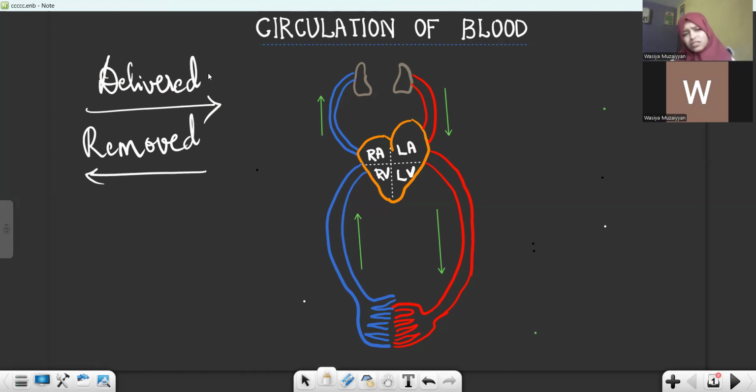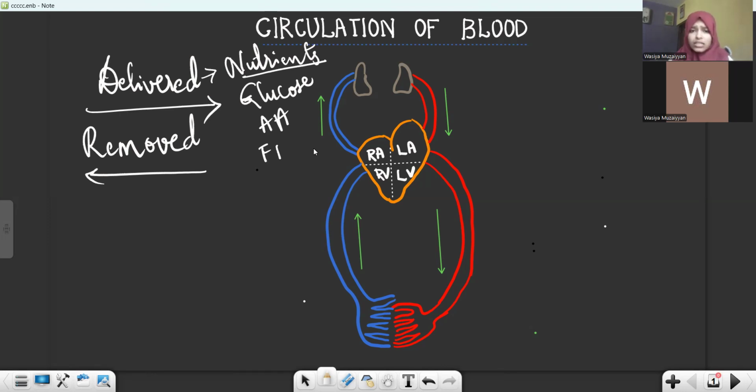Correct. So, delivery: what are the things that are actually delivered to our body by the blood? Think of it like a delivery system in the blood. The first essential thing that is delivered is nutrients. Nutrients can be in the form of glucose, amino acids, or fatty acids. These are the essential nutrients that our body requires, and they need to be delivered to our body via our blood system.